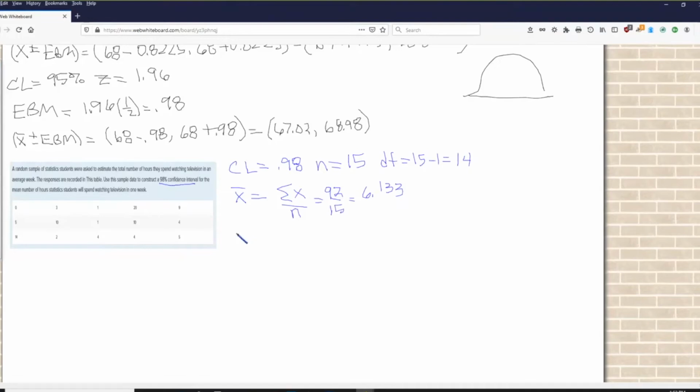My sample standard deviation, remember you have a sample, you're going to use the small s instead of the sigma. And that formula is the square root of the sum of your x value minus the mean quantity squared divided by the sample size minus 1. And when we plug all of our data into that formula, we get a sample standard deviation of 5.514.